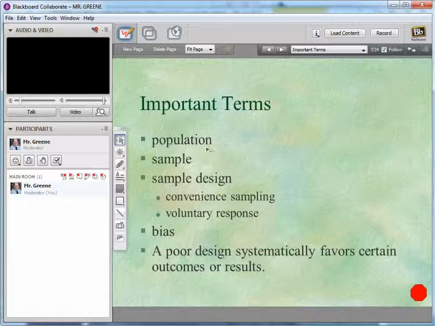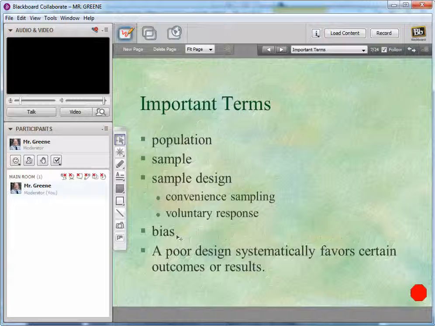We've already talked about population and sample design. We've talked about a convenience sample, and I just did a little bit here about voluntary responses. Bias. Do you think some people are biased one way or another? Well, sure. Everyone has a bias about some things.